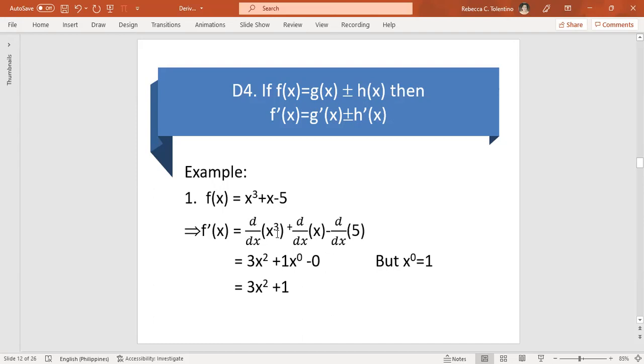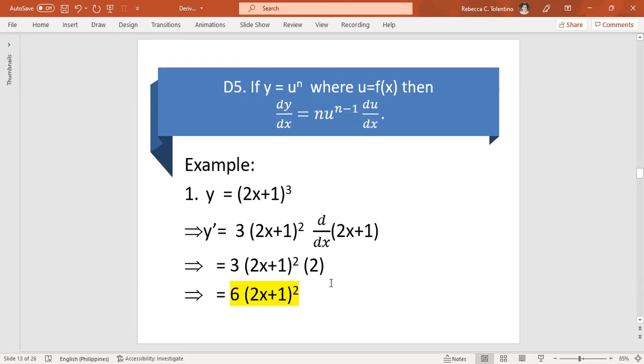All these things were covered already in D3. The derivative of x cubed using the power rule is 3x squared. The derivative of x is 1 because x to the 0 is 1. And the derivative of 5 is 0. So this is rule 1: the derivative of any constant is 0. So our f prime of x is 3x squared plus 1.